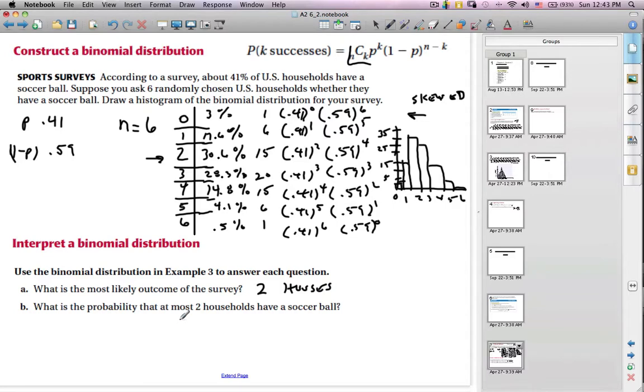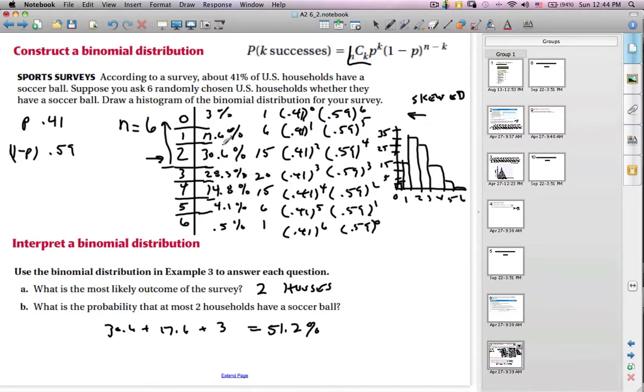And what's the probability that at most 2, meaning 2 or less, would be 30.6 plus 17.6 plus 3%. So 20.6, 50.6, 51.2% is the probability that the most I will have is 2 households. So that would be everything from 2 and less.